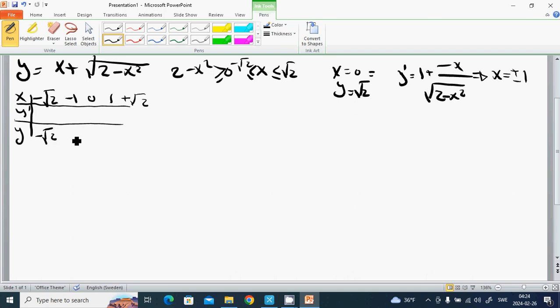Minus square root of 2, and this one is 1, 1, minus 1, 0, and for 0 it is square root of 2, and for 1 it's 2, and for plus square root of 2 it is 0. The signs are minus, minus, then plus, plus.